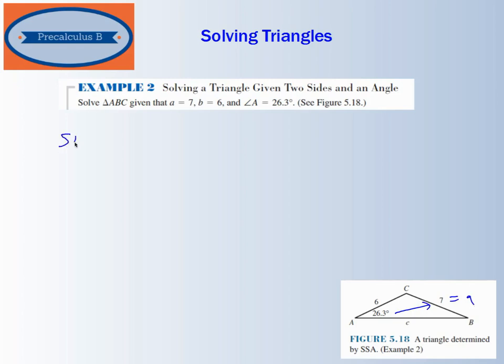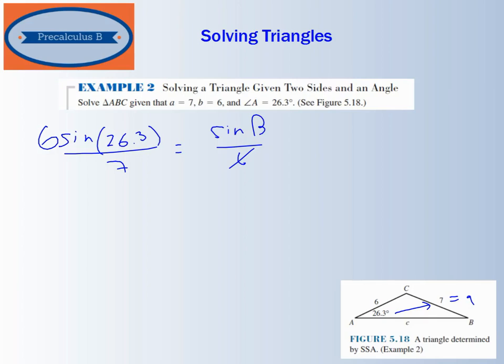I know that sine of angle A, or sine of 26.3, divided by side A, which is 7, is going to equal sine of B divided by side B, which is 6. So I can multiply both sides by 6, and I get 6 sine 26.3 divided by 7 is going to give me the sine of B.